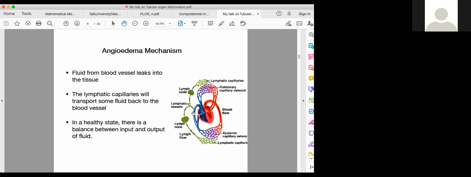If we're healthy, there's a balance, so we don't have any swelling or water accumulation inside the body. But under some pathology or disease, the lymph vessel cannot work properly, so there may be extra fluid inside the body. Then the tissue will swell. This is the mechanism for angioedema.